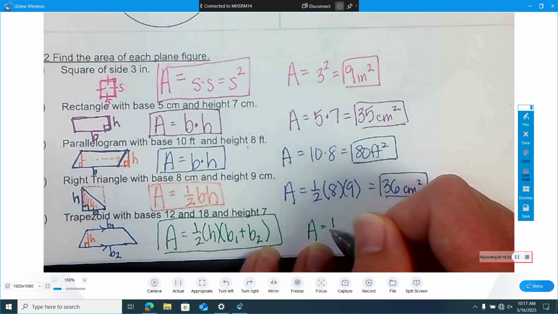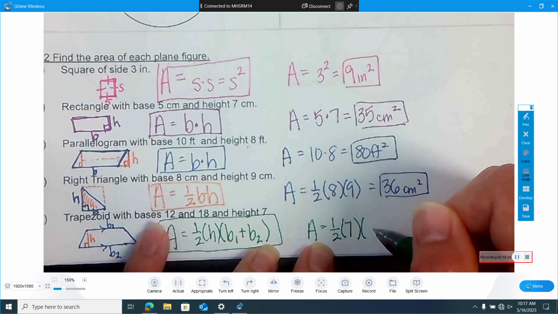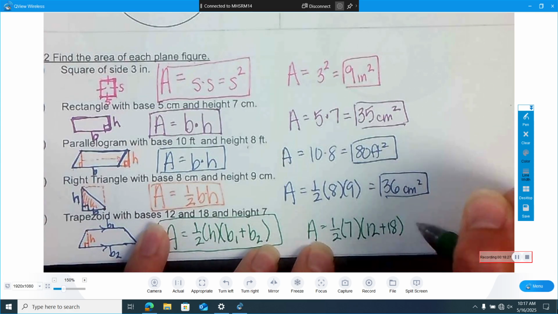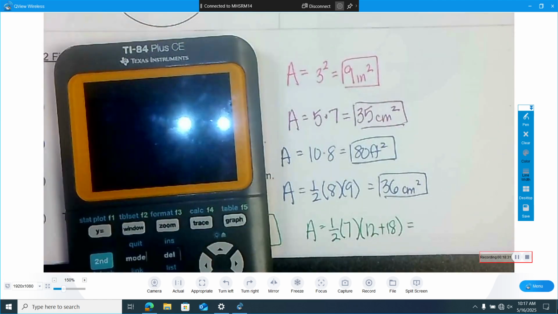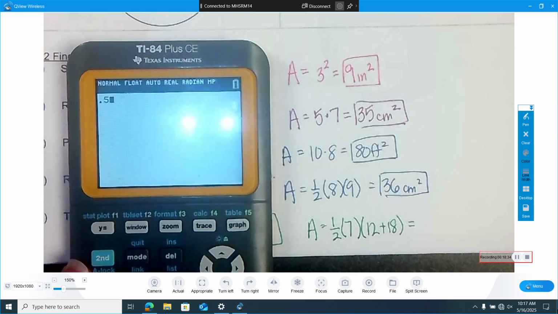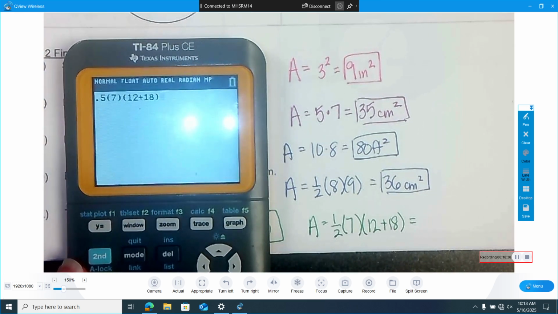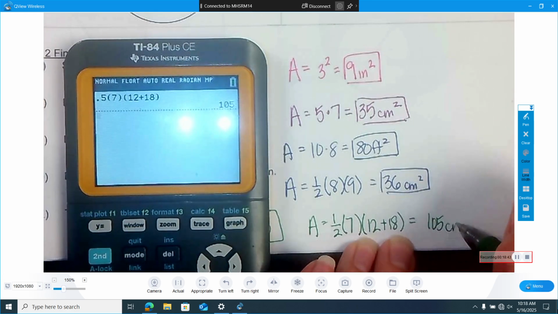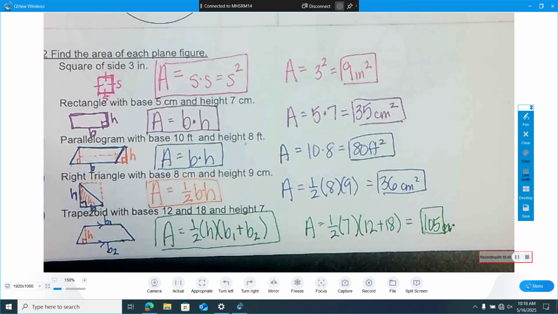of 7. So I have 1/2, my height of 7, and then I need to add my bases together, so 12 plus 18. And again, I can plug all that into my calculator pretty nicely. I'm going to use 0.5 for 1/2, and then 7 and 12 plus 18 in parentheses there, and we get 105. I didn't have units on this one. 105 units squared. Okay. Questions on those?